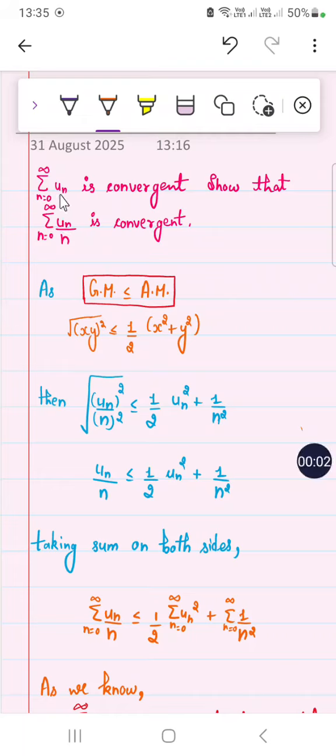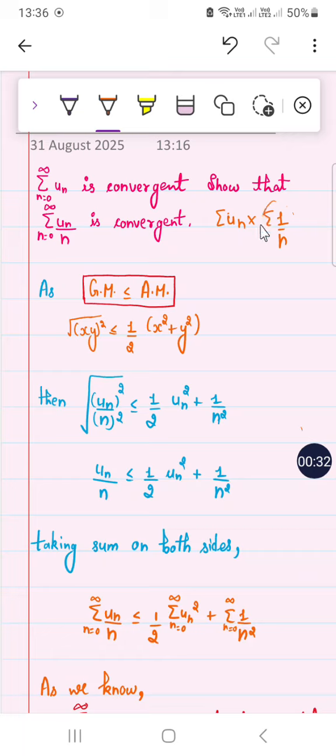Today we have proved that if the series sigma un is convergent, then sigma un upon n is convergent. What is the meaning of that? It means that a series is convergent and the series of this is convergent. We only know that if a series is convergent, right? So we have to prove that if we multiply sigma un upon n, and we have to prove sigma un into sigma 1 over n.